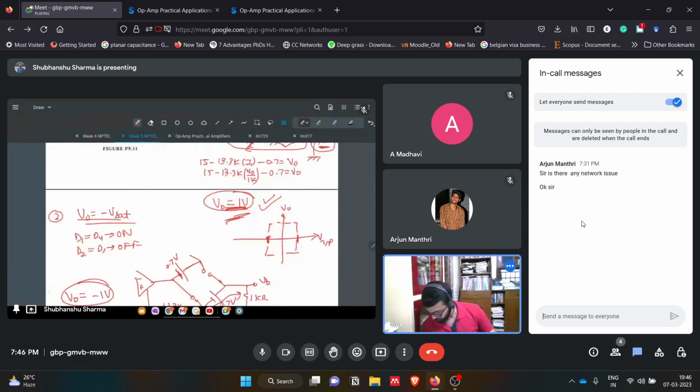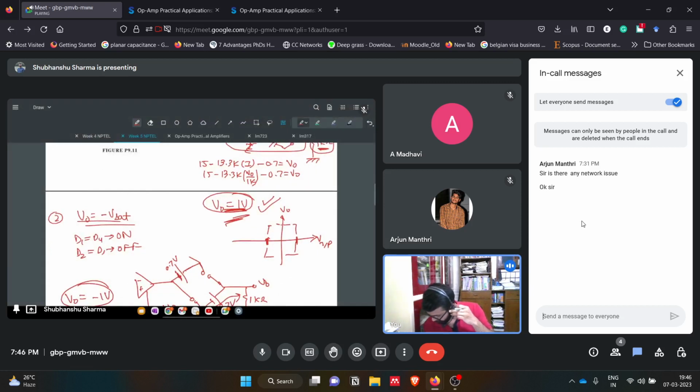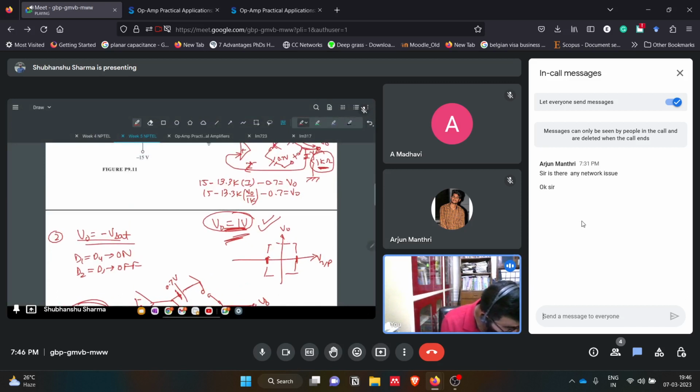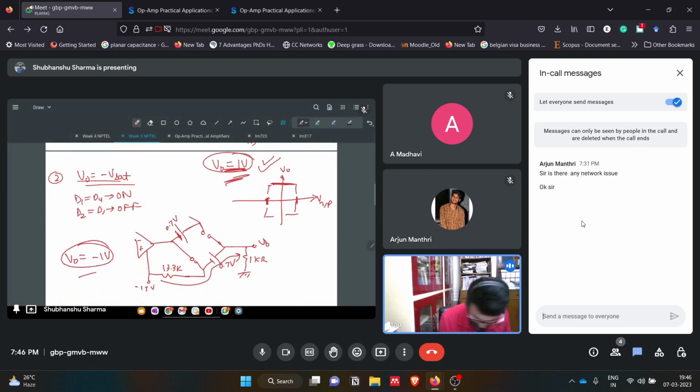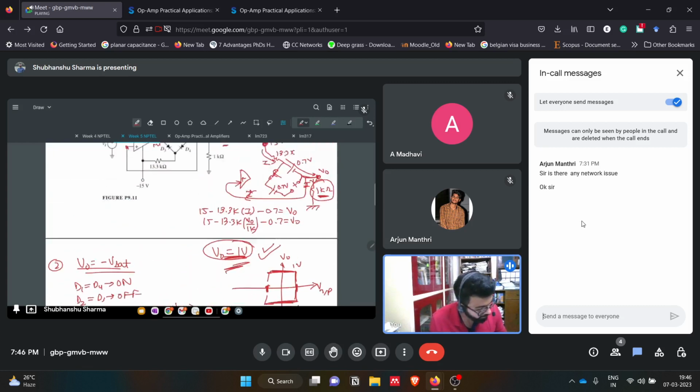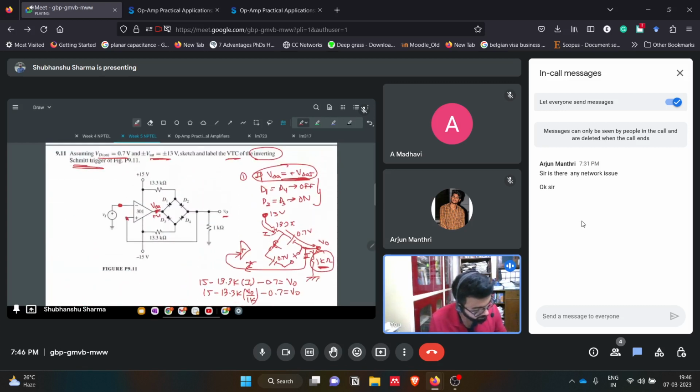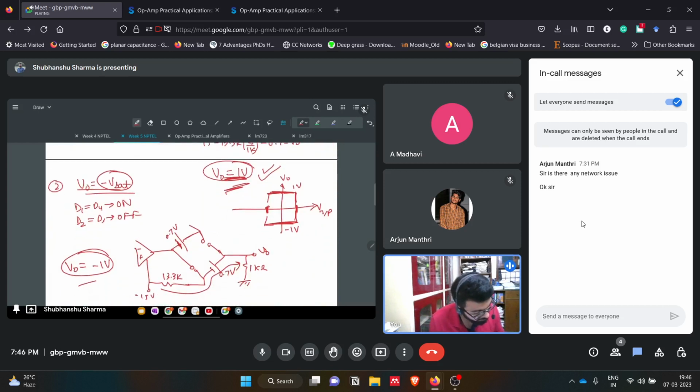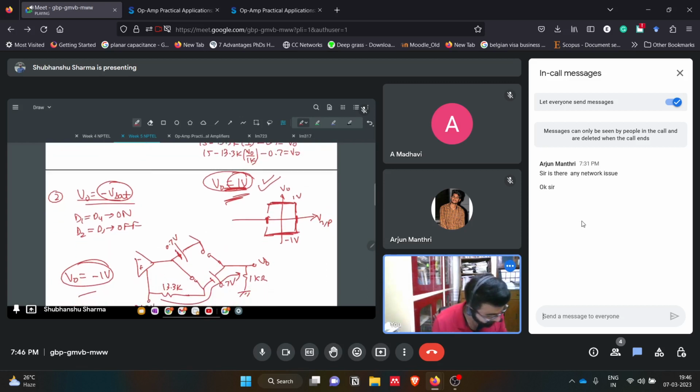So how can we make this VTC? We are getting 1 volt and we are getting minus 1 volt also. The output is 1 and minus 1 volt. So when the output is going from plus V saturation to minus V saturation, we are transitioning from 1 volt output to minus 1 volt. So 1 volt to minus 1 volt, we will get this here. It will be like this, and here it will be opposite.